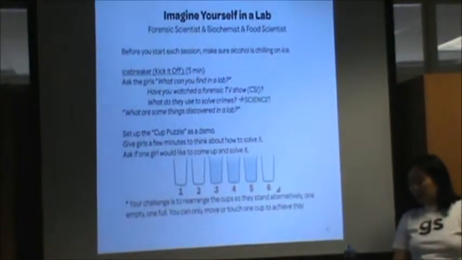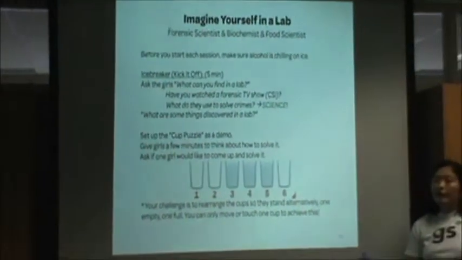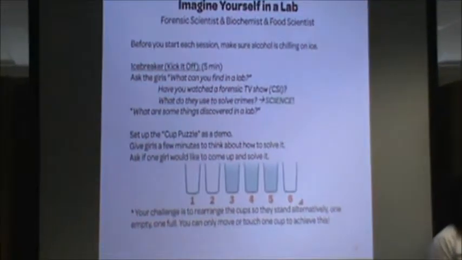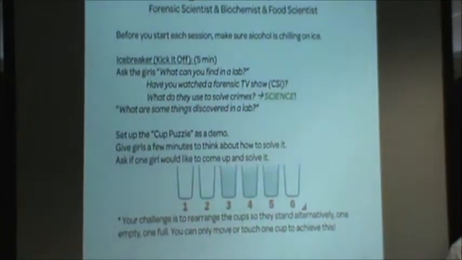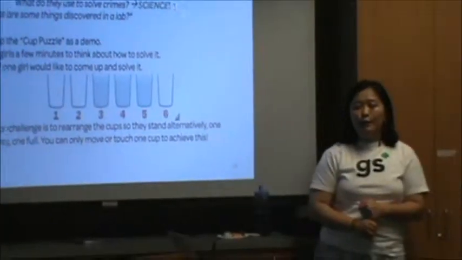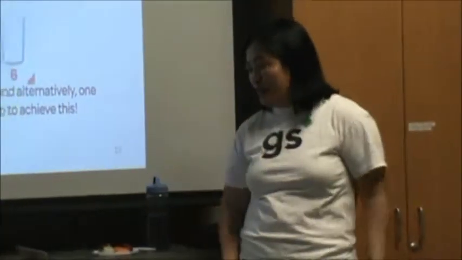So the first icebreaker that you're going to do with the girls is ask the girls, what can you find in a lab? Most of the girls, if they've never been to a lab, think of a lab like what they see on CSI, for example. What do you see there? I always think it's funny, they always show people pipetting. It's the most important skill you'll learn as a scientist, but I guess it requires some hand-eye coordination. Ask them what they see, like those rotating DNA separators, just ask them to think about it.